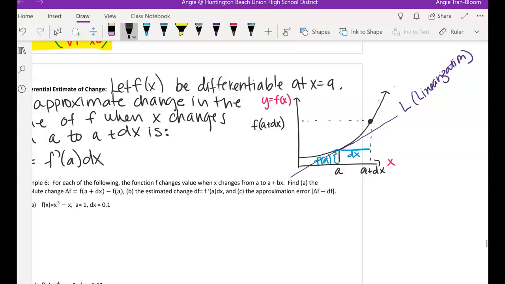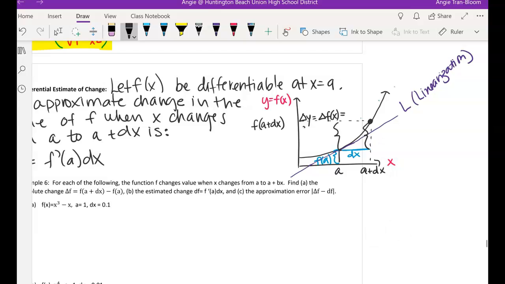Okay. Well, then what does that mean? That means this space right here, which is, by the way, the same as this space right here, is the change in y, right? Which is the same thing as saying the change in f, since it's f of x, the change in f of x. Well, the change in y is y2 minus y1.